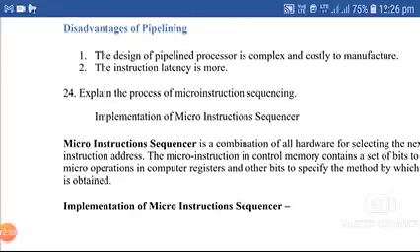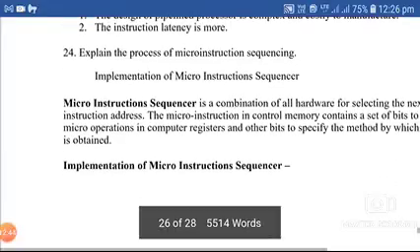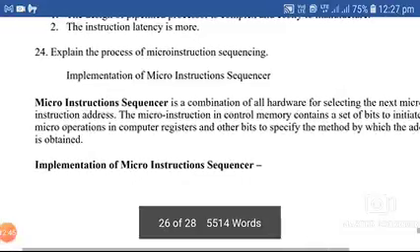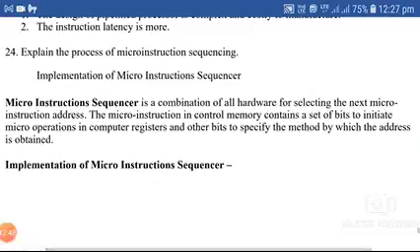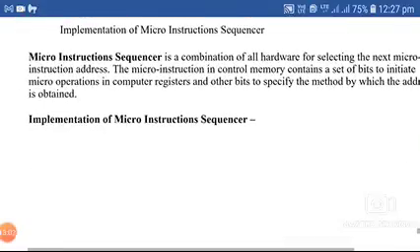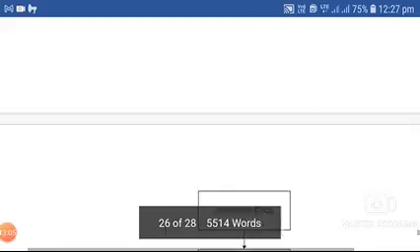Next we come to the last question in part C, that is 24. Explain the process of microinstruction sequencing. A microinstruction sequencer is a combination of all the hardware for selecting the next microinstruction address. The microinstruction in control memory contains a set of bits to initiate microoperations in computer registers, and other bits to specify the method by which the address is obtained. Implementation of the microinstruction sequencer.